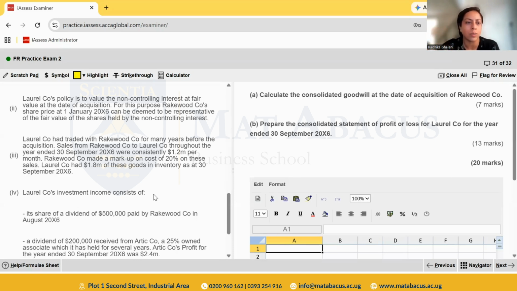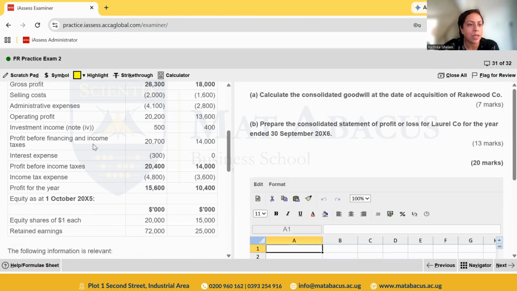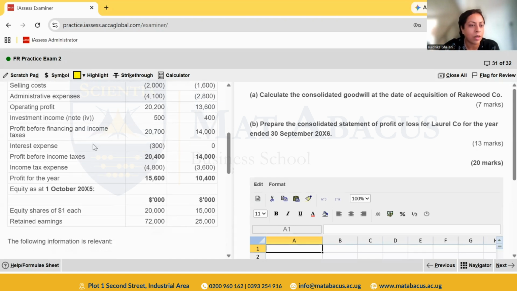And then number 4 says that L'Oreal's investment income consists of a share of dividend of 500,000 paid by Rakewood in August. So this is another intercompany item, okay? The subsidiary paying dividends to the parent. Obviously, because the parent has shares in the subsidiary, whenever there is a dividend payout, it's going to be entitled to its share. Now, L'Oreal, they are saying the investment income in L'Oreal, let's go back up.